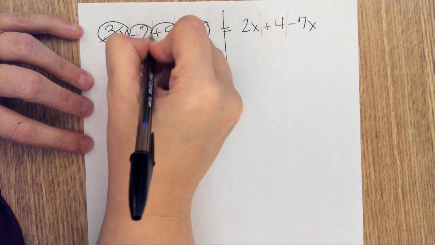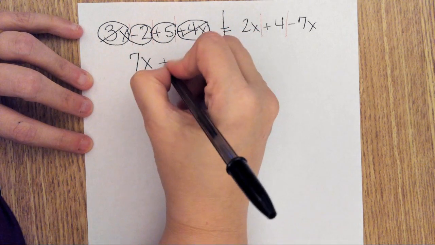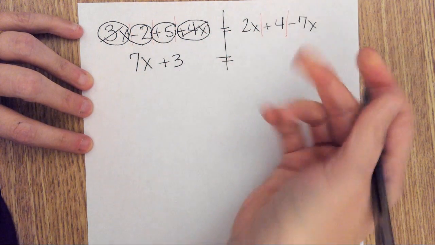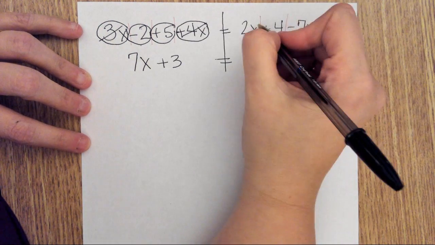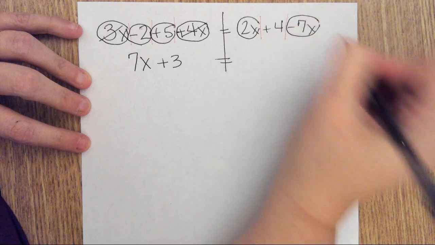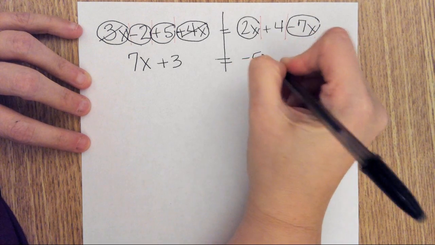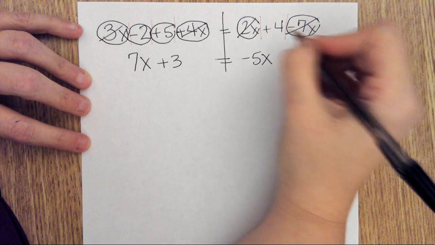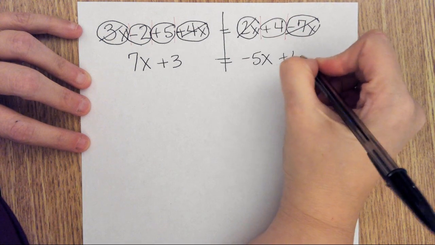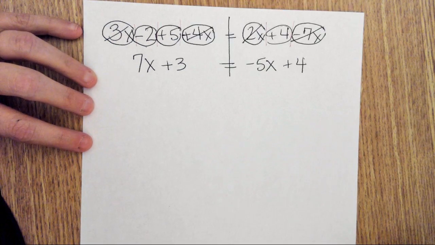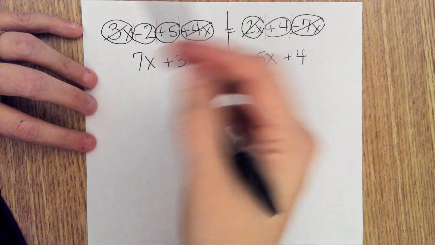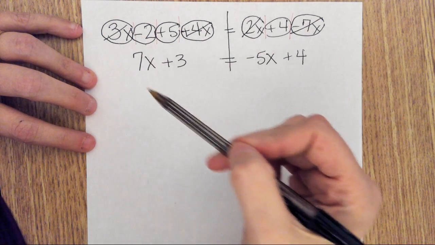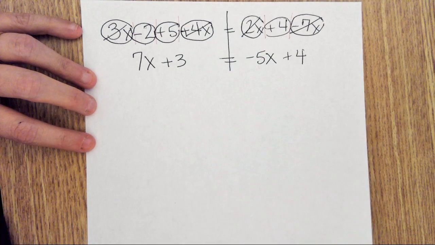Now I have a negative 2 and a positive 5. Negative 2 plus 5 makes positive 3. So I've combined everything. I've simplified the left side of this equation. Now over here, I have 2x and negative 7x, which makes negative 5x. I'm done with those. And I have positive 4. Now, we would later go on and actually finish this up, but for today, we're just concentrating on combining like terms and distributing. So let's try a problem where we distribute.